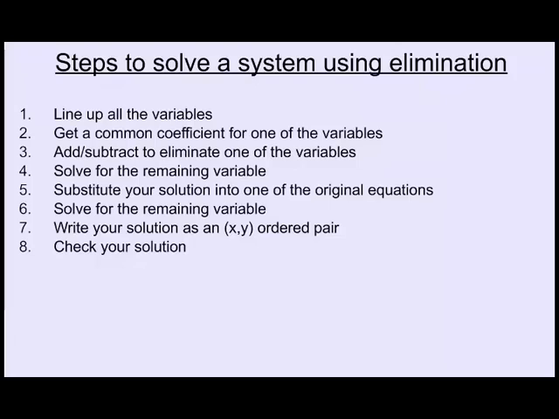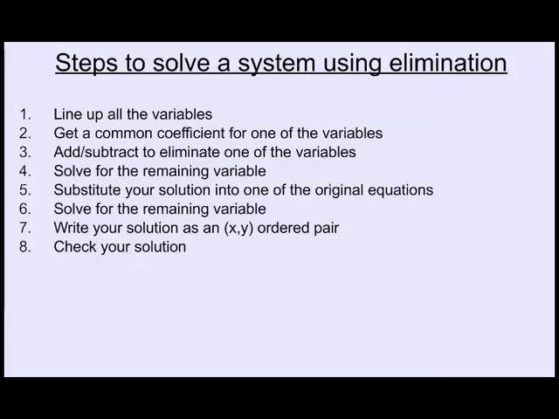You're going to want to get a common coefficient for one of the variables. So remember, a coefficient is that number directly in front of a variable. So you're going to want to make sure that one of them, whether it be with both x's or both y's, are the same. You're going to then either add or subtract in order to eliminate one of the variables. Just like in the previous method, the substitution method, you're then going to solve for the remaining variable.